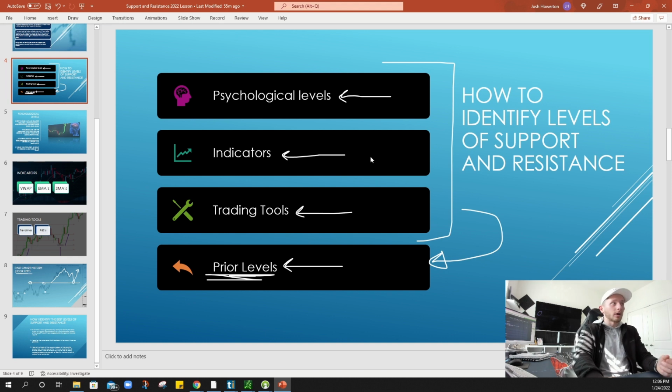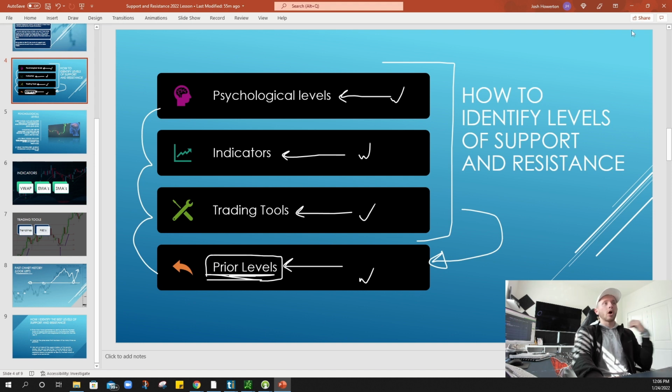That level is stronger. If you have an indicator at 4, a prior level at 4, and a trading tool, a trend line at 4, what's a strong level? 4, and it's psychological. So $4. You have all of these lining up in the same place. But first, it's identifying, is $4 a strong prior level?